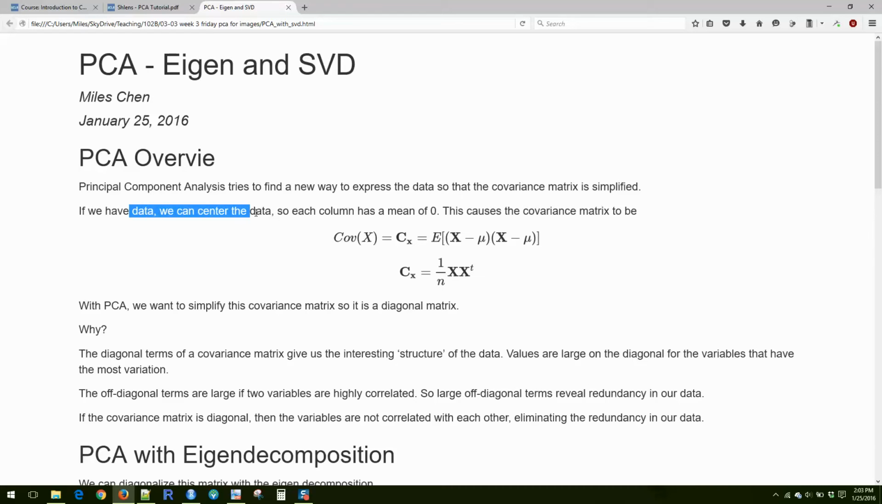the steps in doing principal component analysis is that you first center your data, okay, so that each column has a mean of 0, and this causes the covariance matrix to end up having just this nice form of x transpose, okay, because basically your mu's drop out to be zeros, and then you have x transpose, and you're taking the expectation of that, so your covariance matrix has this nice form.